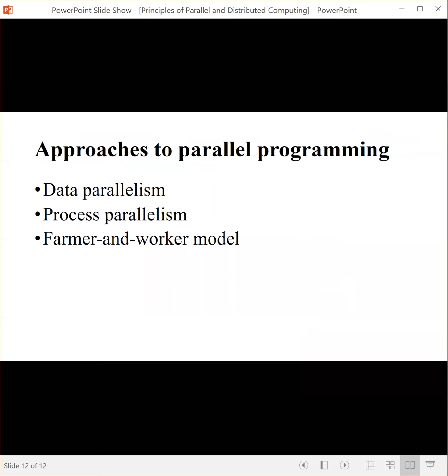So the next one, approaches to parallel programming. A sequential program is one that runs on a single processor and also has a single line of control. To make many processors work on a single program, we need to follow some methodology. The program must be divided into smaller independent parts in order to assign each subpart to each processor. Here the parallel programming approach is divided into types based on some factors. The first one is data parallelism, the second is process parallelism, and the last one is the farmer and worker model.